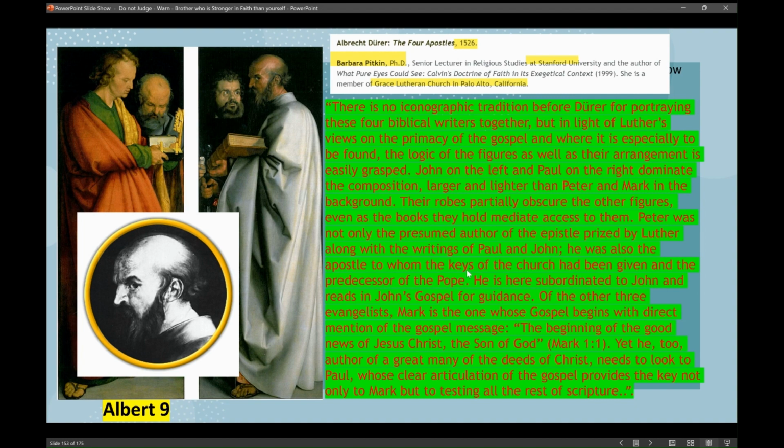But anyway, let's continue. Their robes partially obscure the other figures, even as the books they hold mediate access to them. Peter was not only the presumed author of the epistle prized by Luther, along with the writings of Paul and John, so he liked First Peter, but I think he didn't read the whole thing. Let me just say that's a whole other thing. He was also the apostle to whom the keys of the church had been given and the predecessor of the Pope. Okay. So now that may mean Peter should be inferior because of the office he held or created in Rome, which he actually wasn't, by the way. He was never the bishop of Rome. He appointed a bishop of Rome, but it wasn't himself.